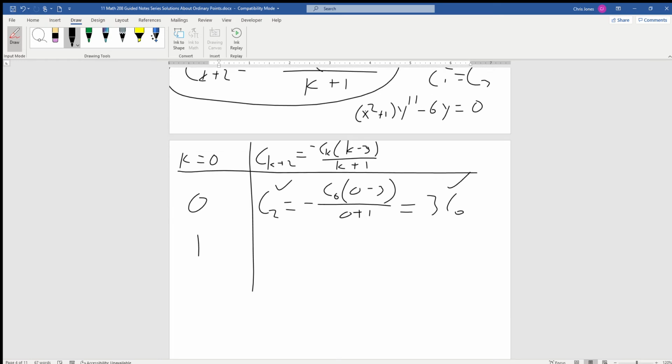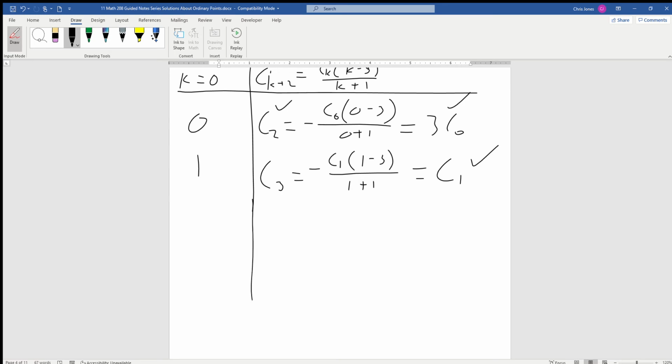Now, if we plug 1 in, we should get C3 equal to C1. So let's see if that happens. C3 is equal to the opposite of C1 times 1 minus 3 divided by 1 plus 1. That gives us the opposite of negative 2, which is 2. 2 divided by 2 is 1, so we do indeed end up with C1. That's a good thing. If those two things are off, we need to go all the way back and redo it. Fortunately for us, we don't have to.